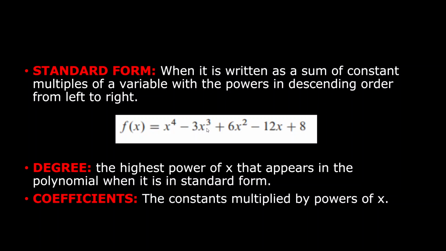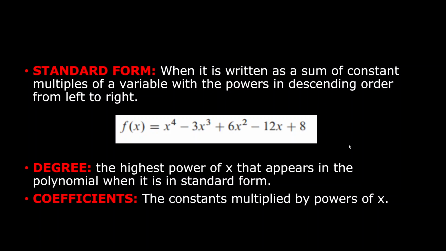So it should be in descending order. When we say degree, it is the highest power of x that appears in the polynomial when it is in standard form. What is the highest power here? That is 4. So, this polynomial is of degree 4. When we say coefficients, coefficients are the constants multiplied by powers of x. The coefficients here are 1, negative 3, 6, and negative 12. Those are coefficients, whatever constant is multiplied to x. The 8 is a constant.